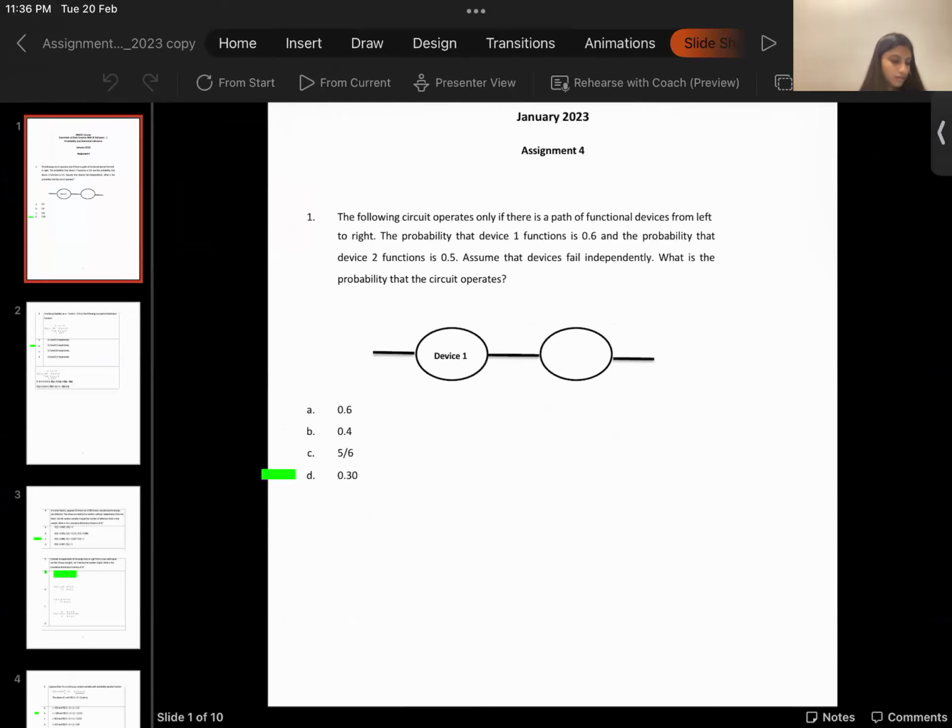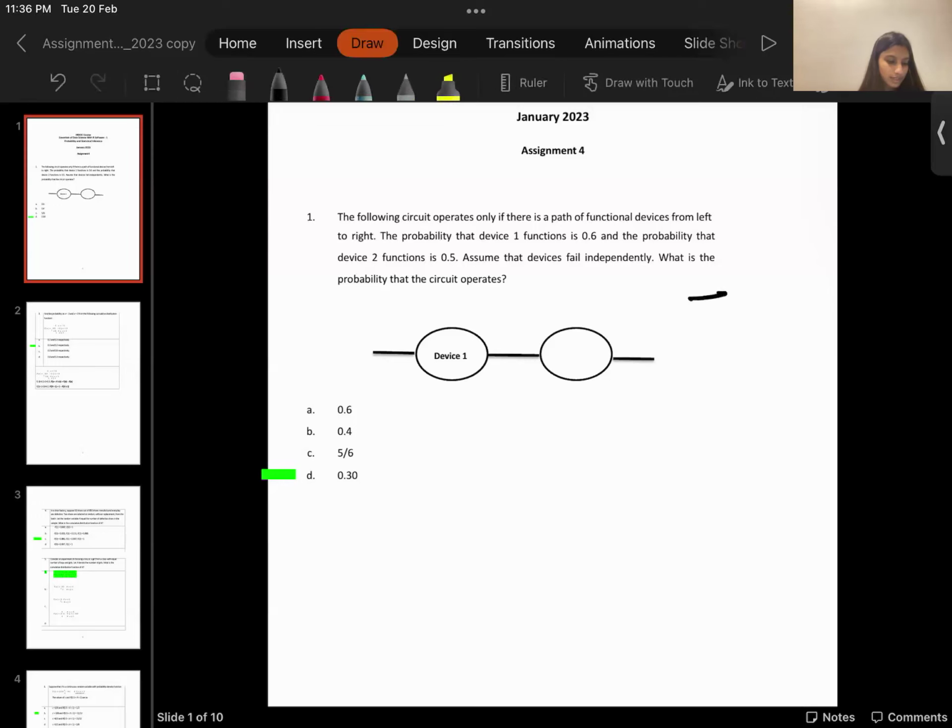And okay, so the following circuit operates only if there's a path of functional device. Oh, just a second.